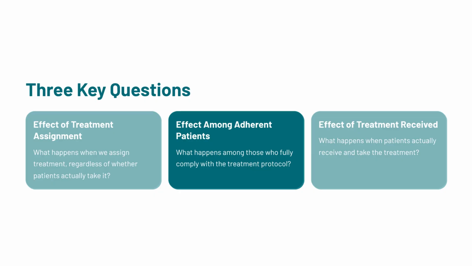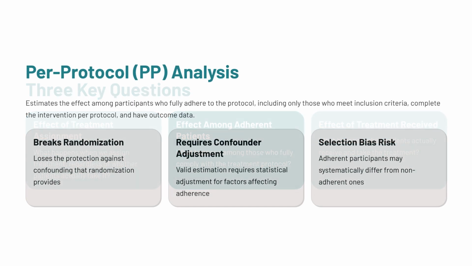The per-protocol analysis addresses a second key question. What's the treatment effect among participants who adhered to their assigned protocol? It includes only participants who meet the inclusion criteria, followed the protocol, and had outcome data collected during follow-up. In effect, you exclude or censor data after non-adherence. Per protocol analyses are useful for questions like non-inferiority, but they break randomization and require adjustment for potential confounders.